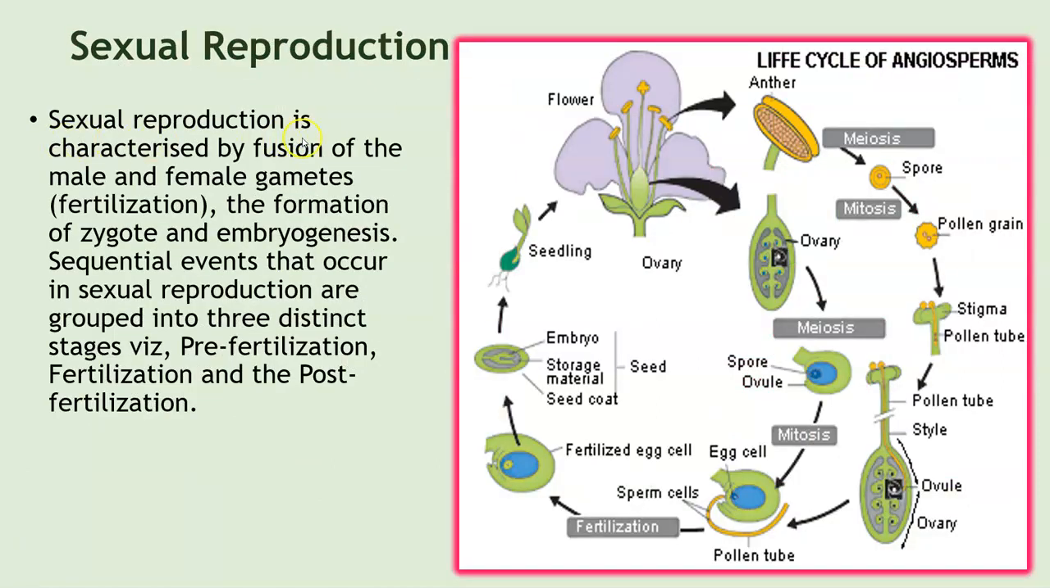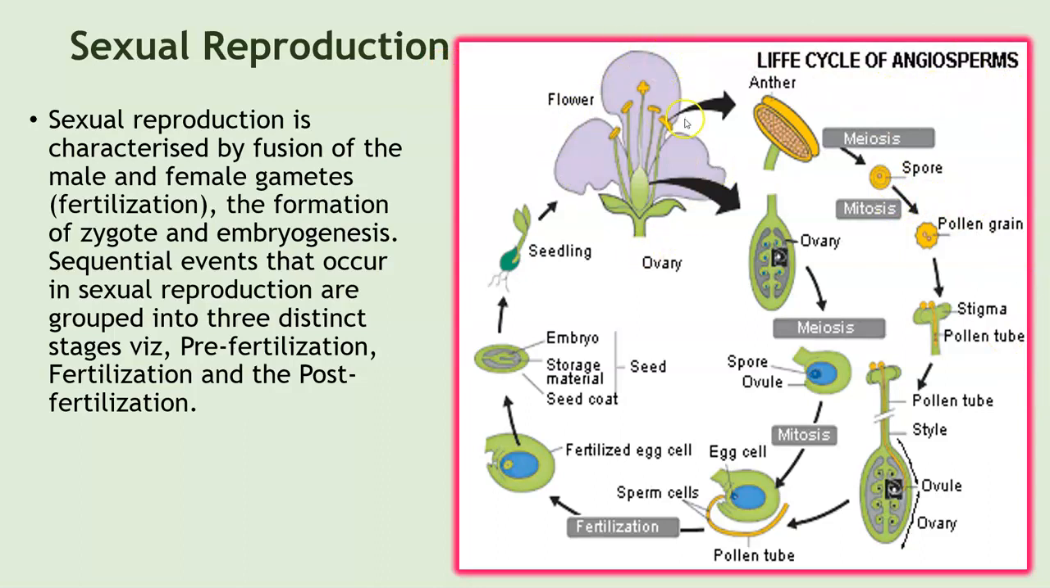Students, sexual reproduction is characterized by the fusion of the male and the female gametes. This process is called fertilization. Then the formation of the zygote is followed by embryogenesis. These sequential events that occur in sexual reproduction are grouped in 3 distinct stages, which are pre-fertilization, fertilization and post-fertilization.